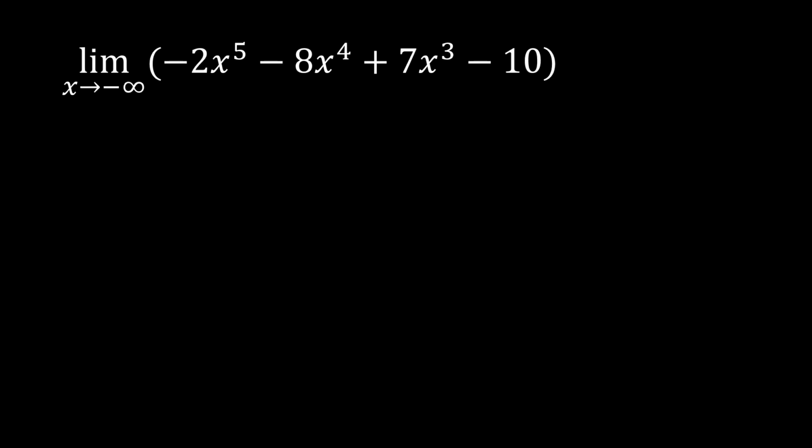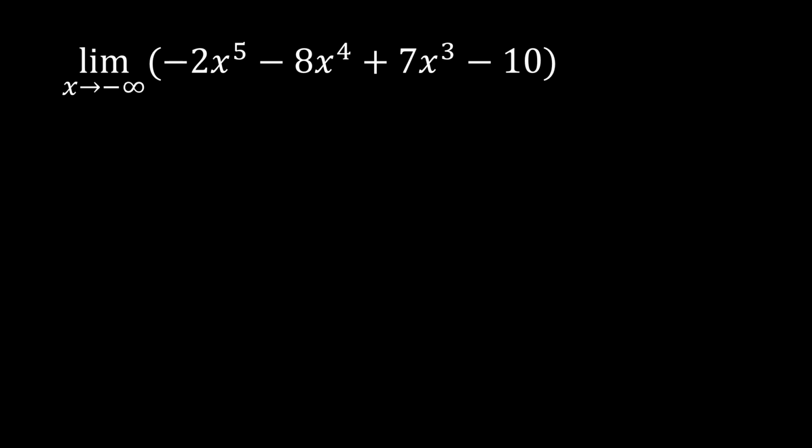Let's go for a polynomial. So we have here the limit of negative 2x to the power of 5 minus 8x to the power of 4 plus 7x cubed minus 10 as x approaches negative infinity. From here, we can simply break it apart. If you wanted to have a longer one, you can break it apart by applying the limit laws on the sum and difference.